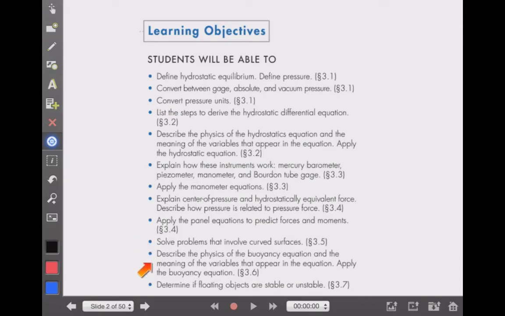We will also describe the physics of the buoyancy equation and the meaning of the variables that appear in that equation, and learn how to apply that. This concept is very important as well for fluid statics. And then we will have a short section 3.7 to determine floating objects that are either stable or unstable.